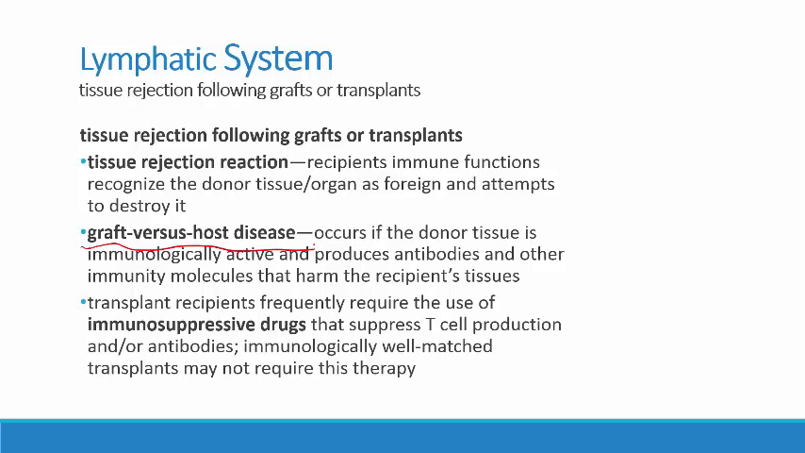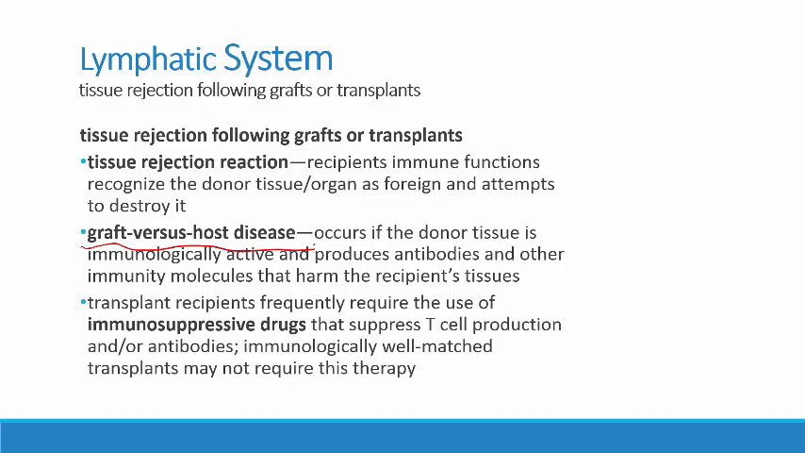So in order to prevent these kinds of graft versus host or tissue rejection reactions, transplant recipients are frequently required to use immunosuppressive drugs. These are drugs that prevent or decrease the production of T cells and or the production of antibodies. But if you can do a good job of matching the donor to the recipient immunologically, then perhaps this immunosuppressive therapy may not be required.